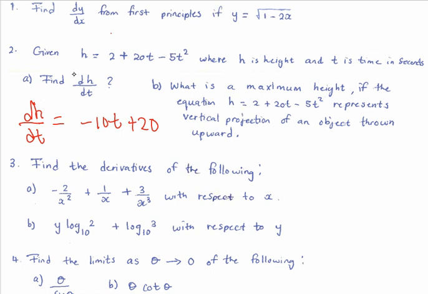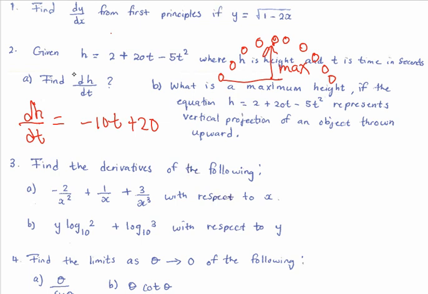And the second part is asking us to find the maximum height if this equation represents the vertical projectile motion of an object thrown upward. So if this equation was representing a projectile, an object thrown upward, we know by projectile motion it will reach a maximum point there. This is the maximum height we are talking about, from here to there. So this is the position where the maximum height is found.